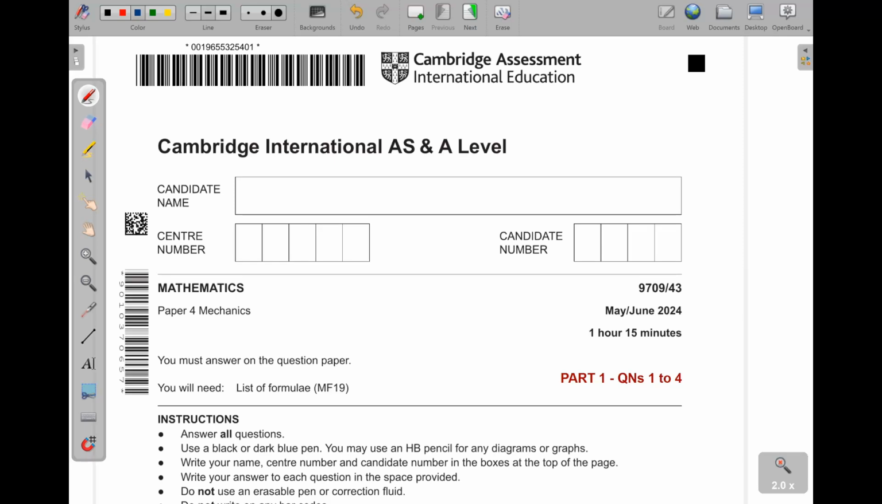This is Teacher Simon taking you through Cambridge International AS and A-Level Mathematics paper 4.3 for May-June 2024. And this is part 1 for questions 1 to 4.